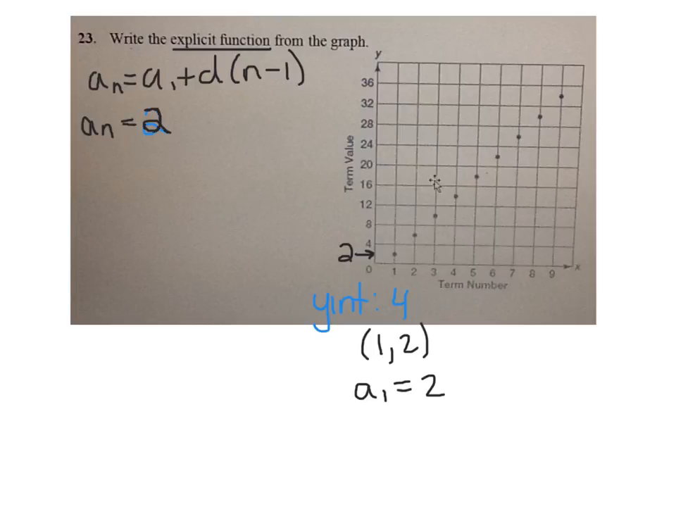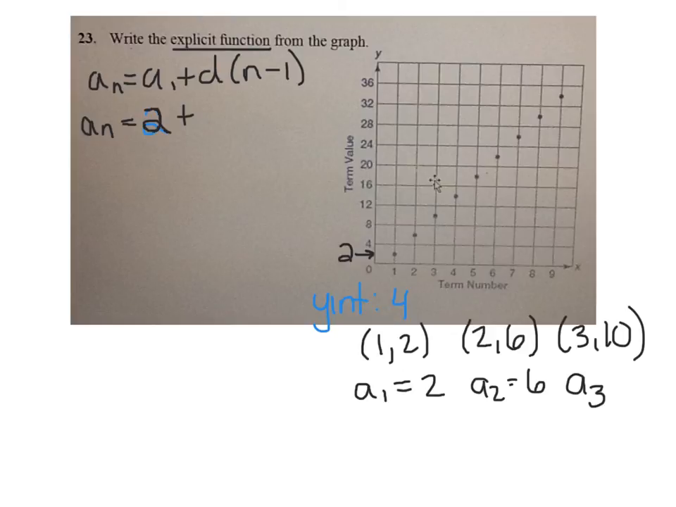Now I just need to figure out what my difference is between the very next term. So let's go back over to our table. Our second term is 6. Let's go ahead and do the third term as well. Our third term, in between 8 and 12, would be 10. Look at what's happening to my y values. My first term is 2, my second term is 6, and my third term is 10.